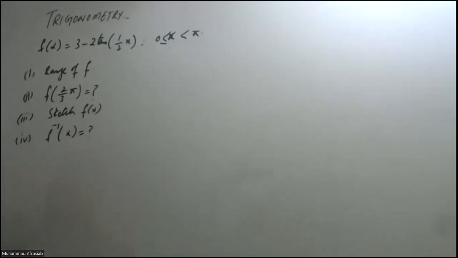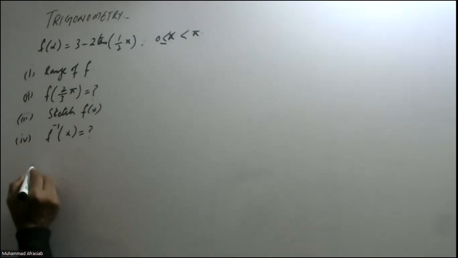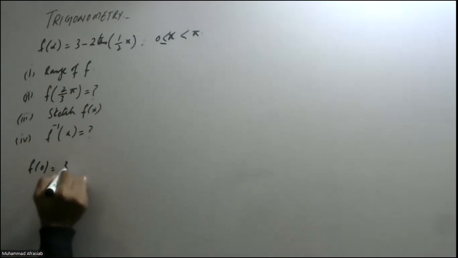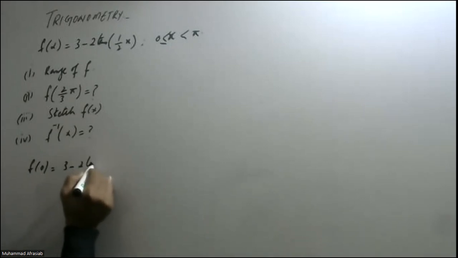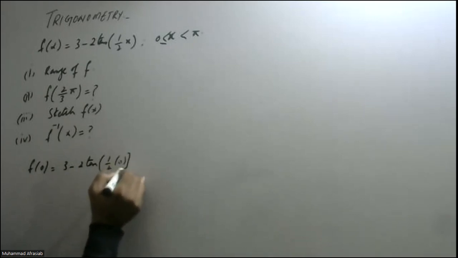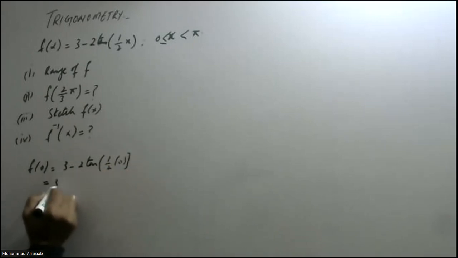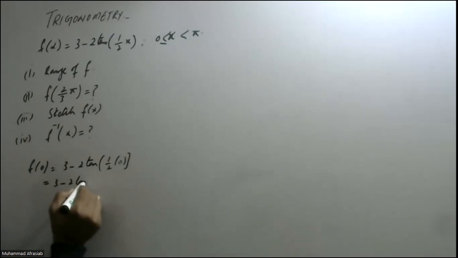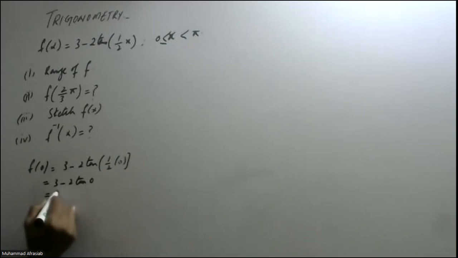Since the function is 3 minus 2 tan half x, the domain is 0 to pi. So first of all we will find f of 0 for this part. It would be 3 minus 2 tan of half into 0. So this will become 3 minus 2 tangent of 0, and that is equal to 3.